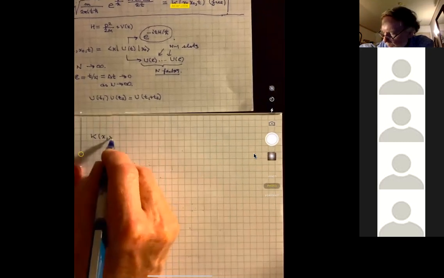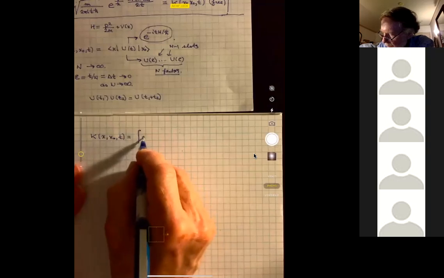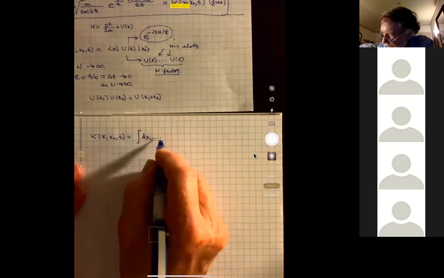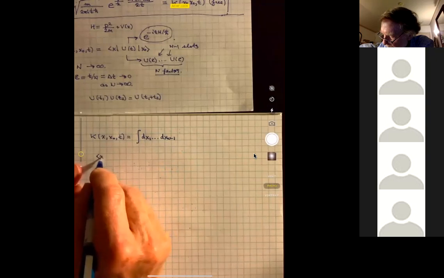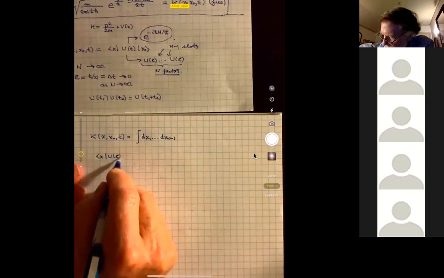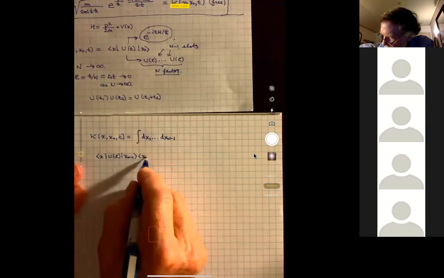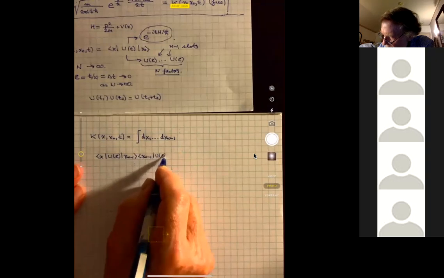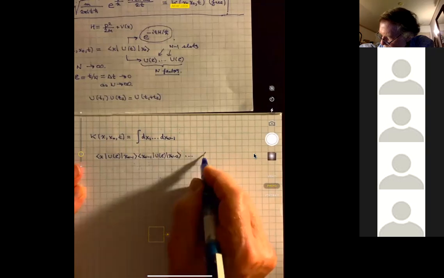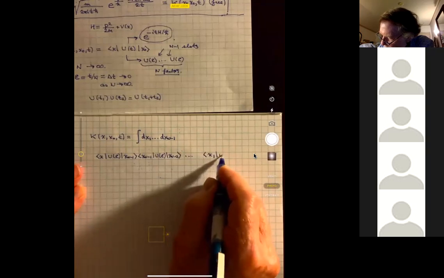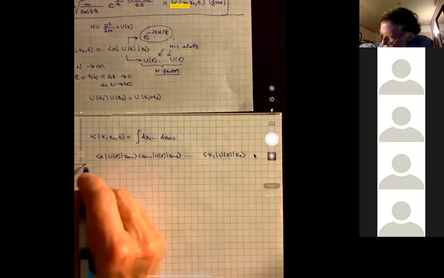of x, x0, and t is equal to an integral over the intermediate resolutions of the identity, dx1 up to dx_{n-1}, of the following: the final x, u of epsilon, x sub n minus 1, times x sub n minus 1, u of epsilon, x sub n minus 2, and so on, dot, dot, dot, down to the last one, which is x1, u of epsilon, x0, like so. You can't really argue with this.